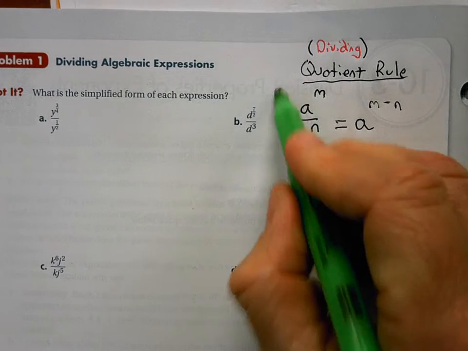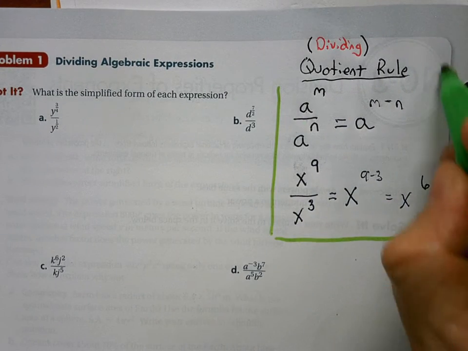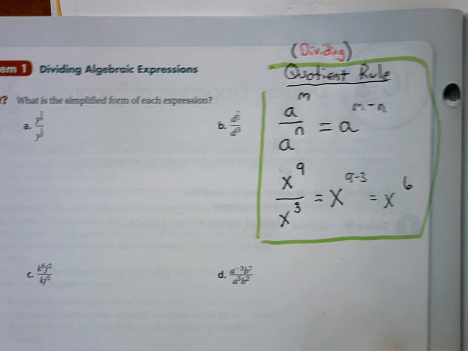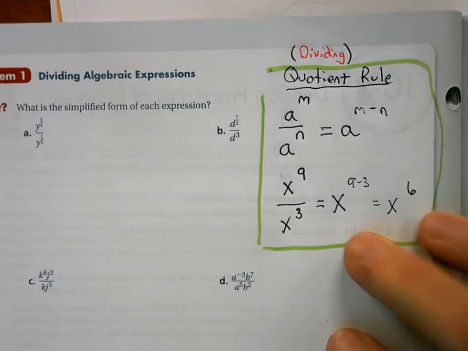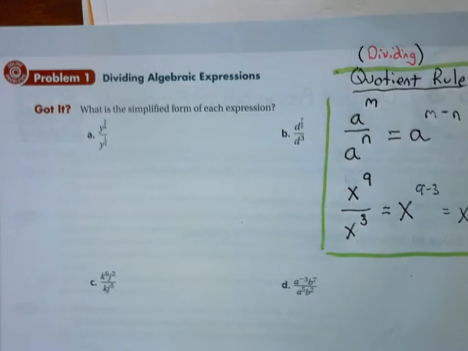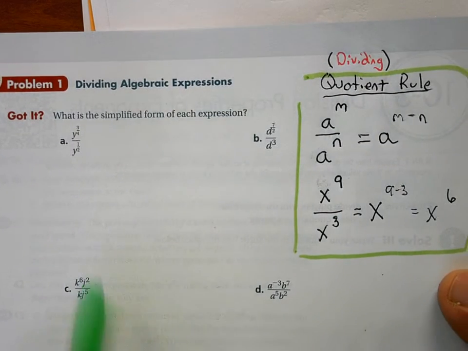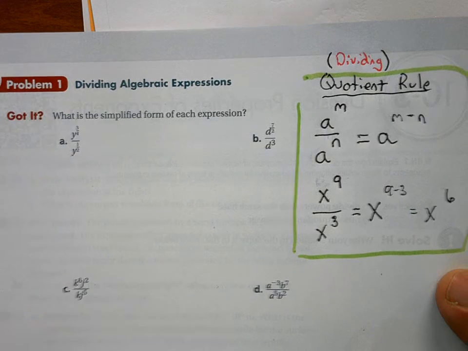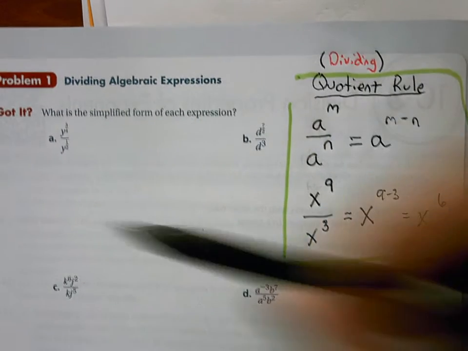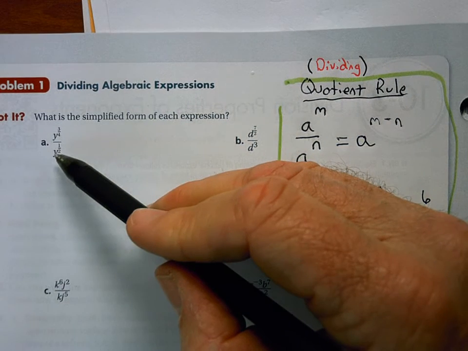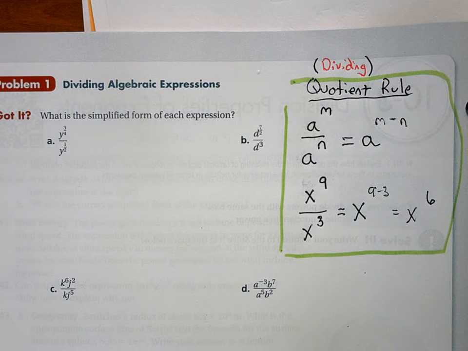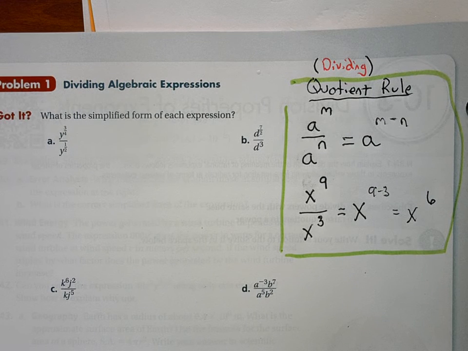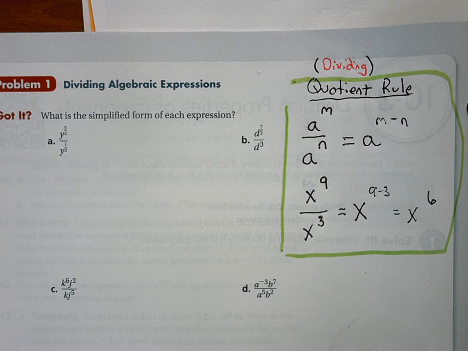And from the new set of problems that you're going to get assigned, you're going to be using the quotient rule, which is this rule right here. Okay? So we're going to do problem example A. So notice in example A, we're dividing. Notice both of the expressions have the same base, which is y. But if you notice, the exponents are fractions. Okay, you guys, it doesn't matter if the exponents are fractions. You still use the same rule.